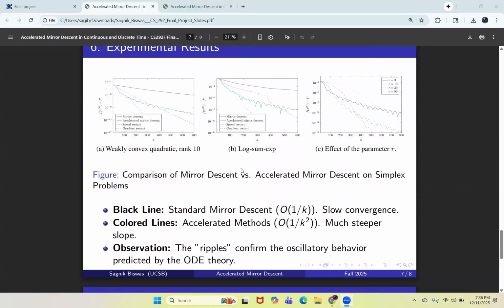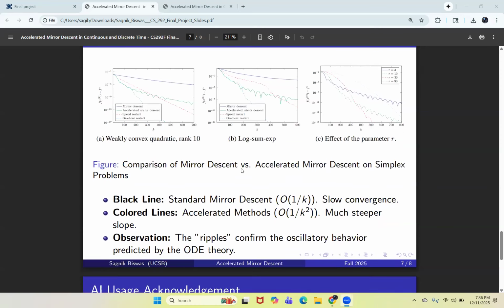However, look at the ripples. If you look at the ripples in the green line, these ripples visually confirm the oscillatory behavior predicted by the ODE theory I mentioned earlier. The method moves fast, but it carries momentum that causes it to wave back and forth as it converges.